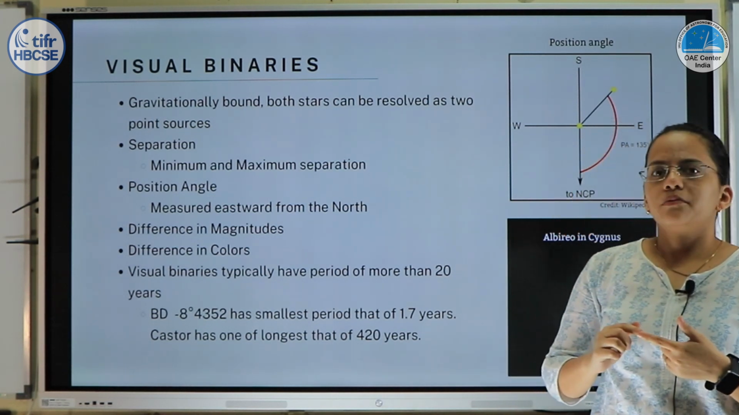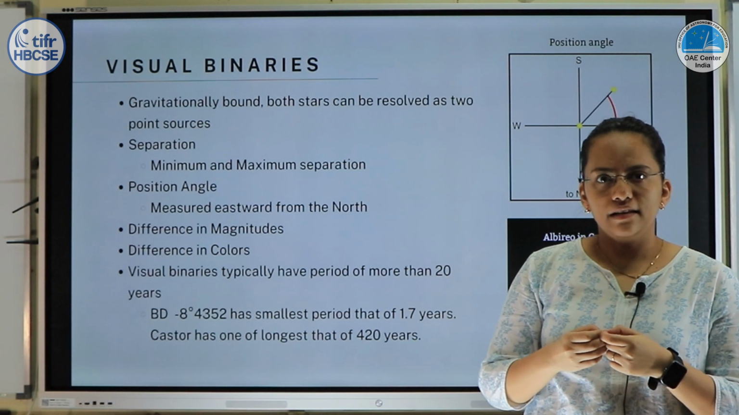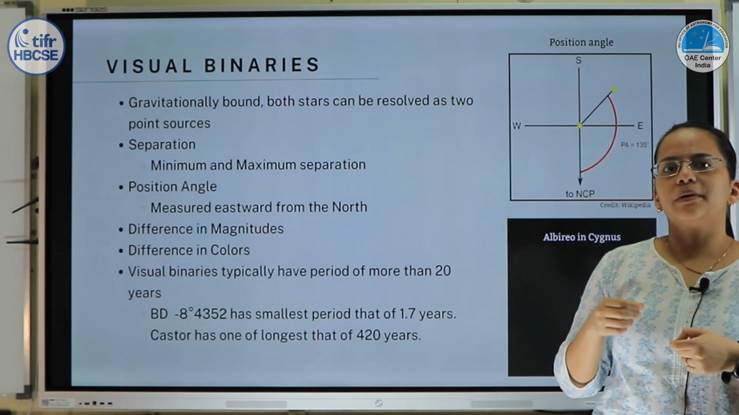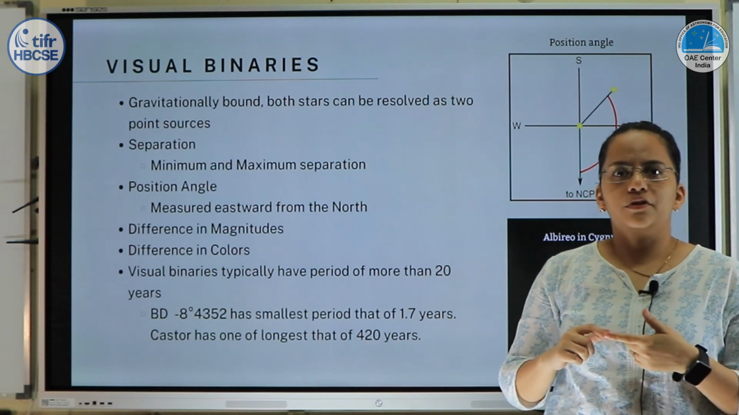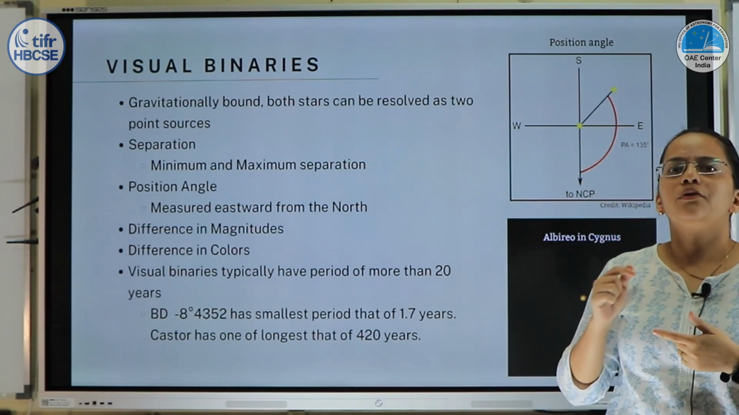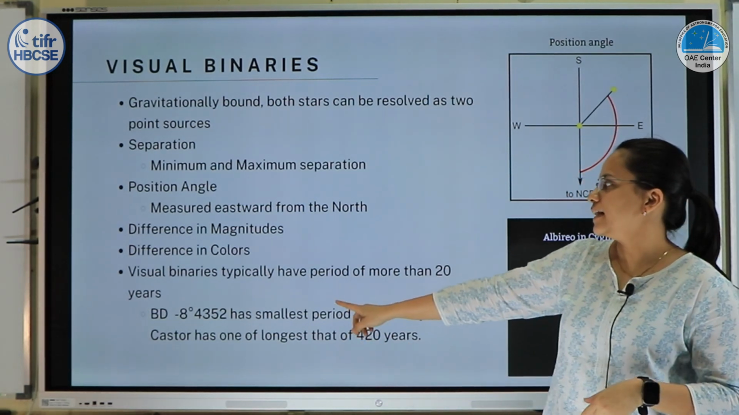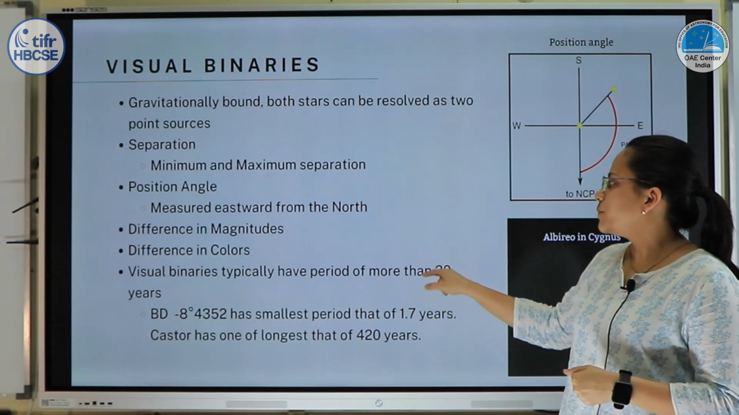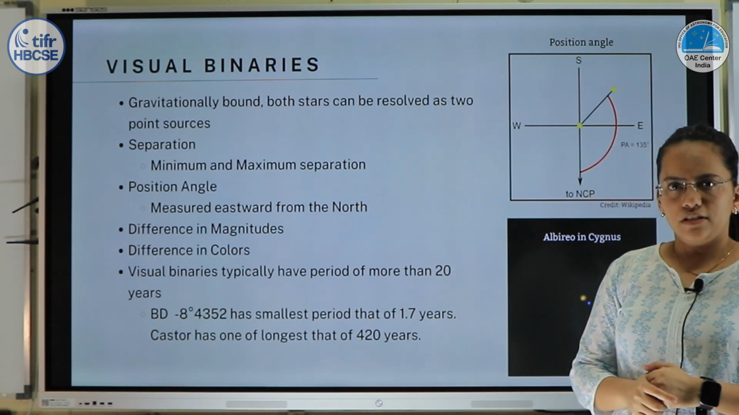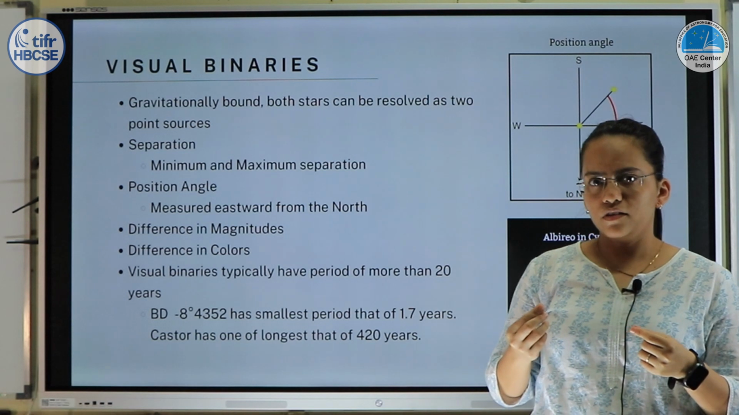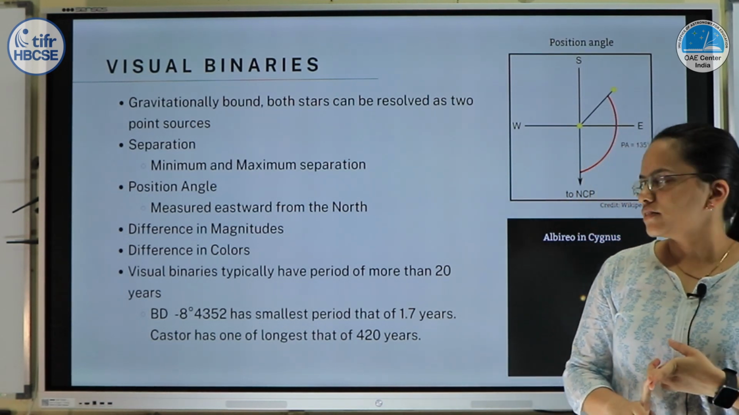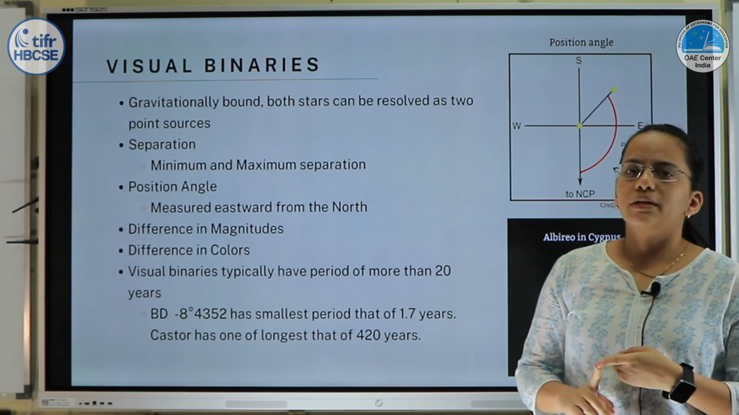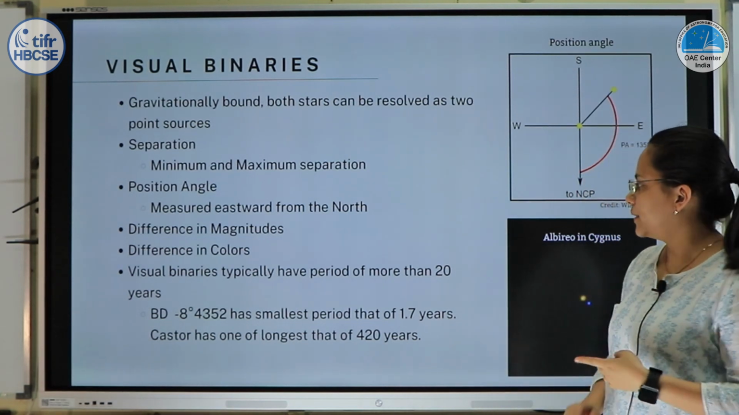Also there is a lower bound, because the closer these two stars are, the harder it becomes to visually separate them. So there is obviously a lower bound on the distance, which means there is a lower bound on the period. For example, this star BD has the smallest period, that of 1.7 years, which can be visually resolved, and the other example is that of Castor from the Gemini constellation, which has the longest period, that of 420 years.